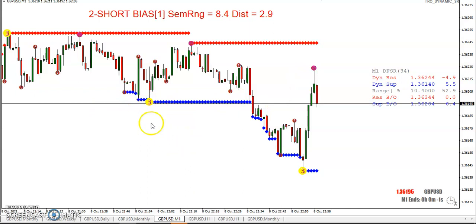So what happened was, this may have been a 3 ball, and it most likely was. But then when it pushed down, the 3 ball moved here, and then the 3 ball moved here, and that's why people say it repaints, because they don't understand this indicator. This is a breakout indicator, not a reversal indicator.